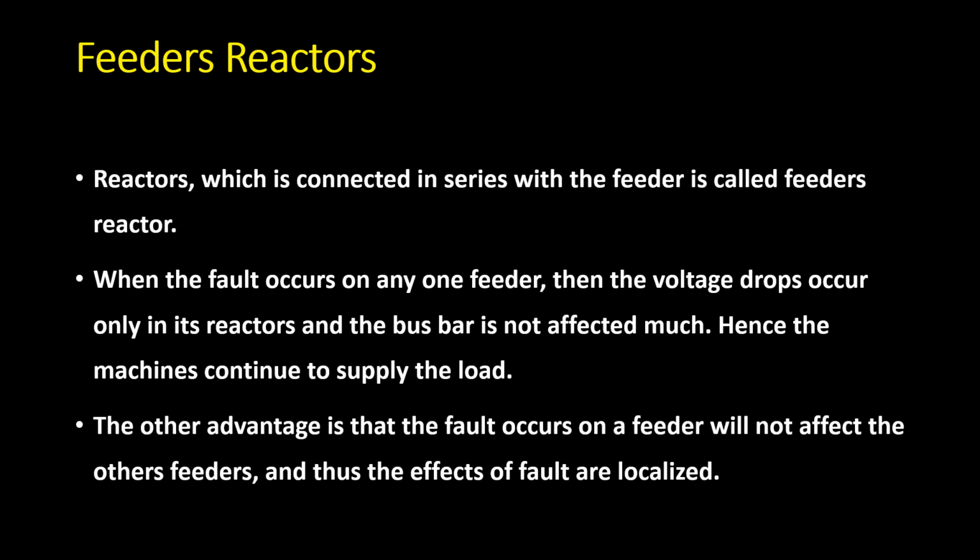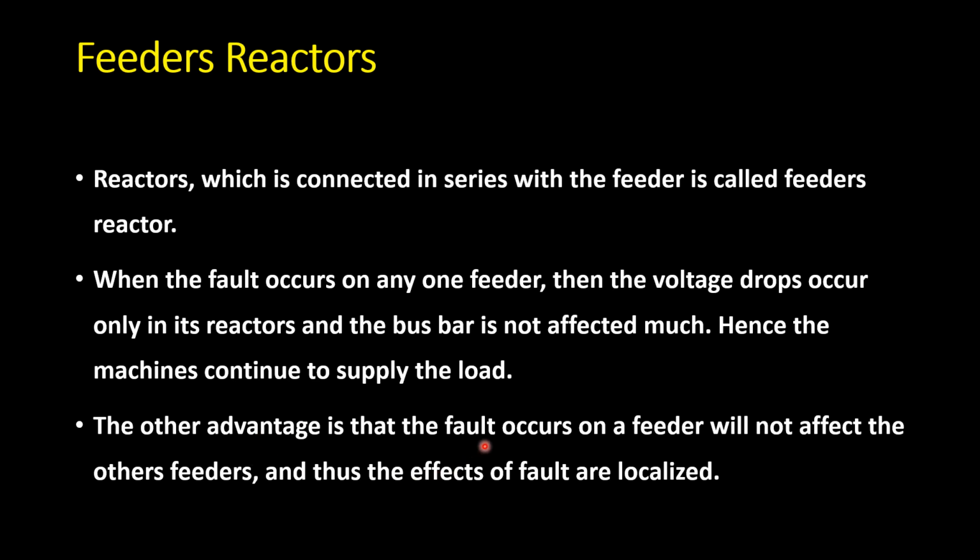So what is the solution for that? If any fault occurs on feeder side, we need to have some different solution, and that is what the feeder reactor is. So in series with feeder, you can insert separate reactor which is going to protect the system from feeder faults. Reactors which is connected in series with the feeder is called feeder reactor. When the fault occurs on any one feeder, then the voltage drops occur only in its reactor and the busbar is not affected much. Hence, the machine continues to supply the load.